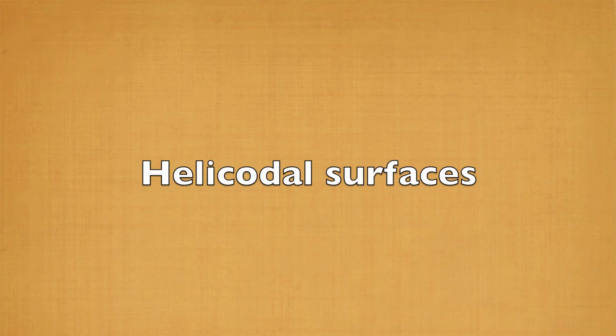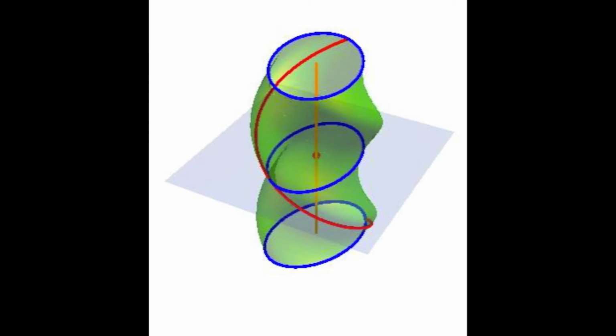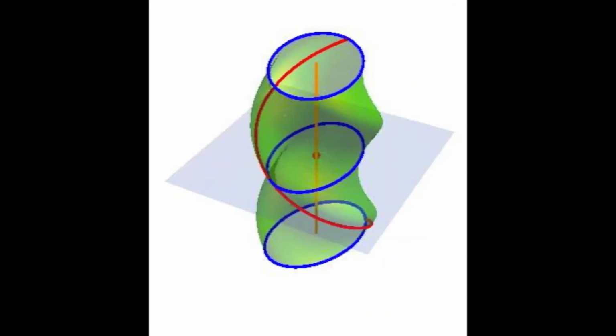Helicoidal surfaces are foliated by helices with the same axis of symmetry. Up to the rotation, the intersection of a helicoidal surface with a plane perpendicular to the axis of symmetry is the same, and it is called the profile curve of the helicoidal surface.